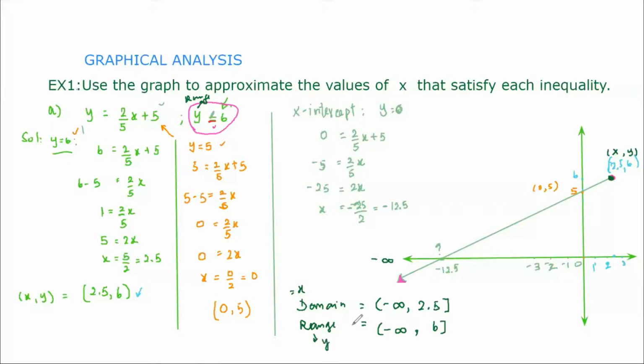Okay. Now for question A, when you put the graph of the equation y equal to 2 over 5x plus 5 and the condition y must be less than or equal to 6, the graph comes up in this way. Okay, now we go for the next example.